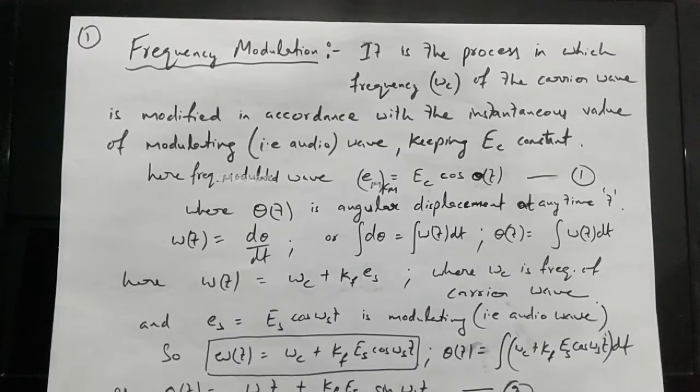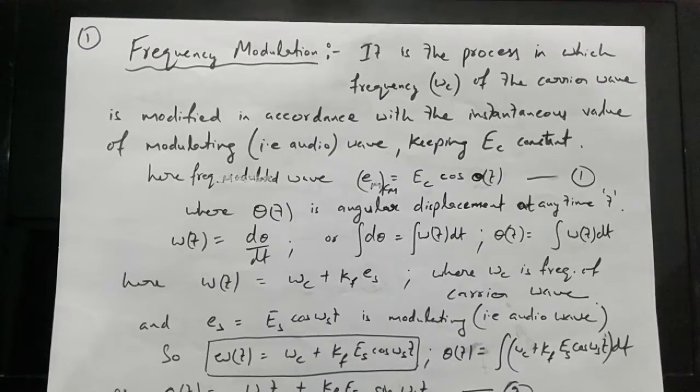In our previous lectures, we have discussed amplitude modulation, in which the amplitude of the carrier wave was modified according to the instantaneous value of the modulating signal or wave. Modulating signal can be an audio or video signal.